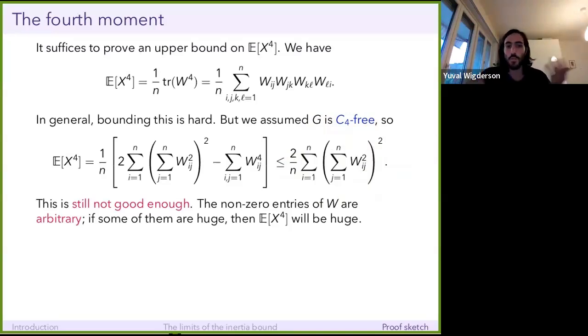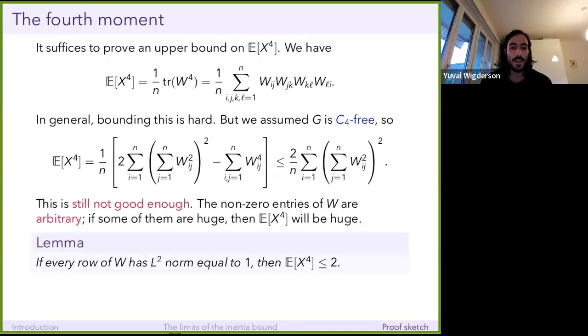So yeah, we're still not done. This is not nearly good enough. But we get something out of it. We get that if, for whatever reason, the adversary decides to be nice to us and ensure that every row of the weighted adjacency matrix has L2 norm equal to 1, then we're in business. Then this fourth moment is at most 2. We can plug that into the lemma and be done. So in this extra case, we are done. So any questions about what's happened so far? Okay.